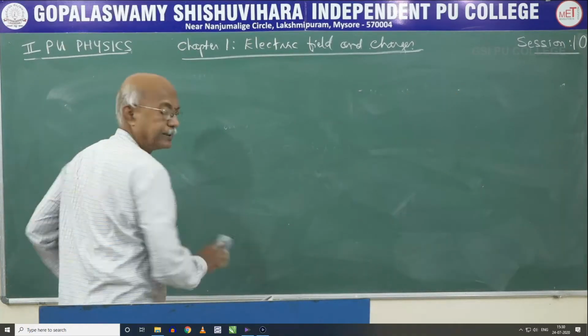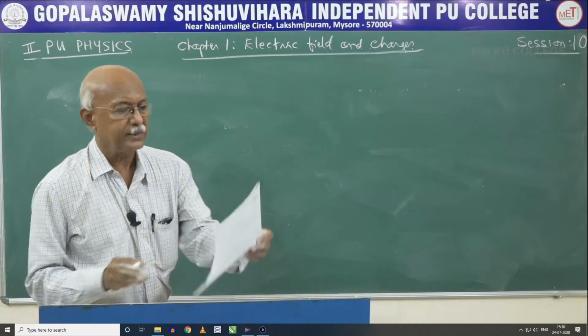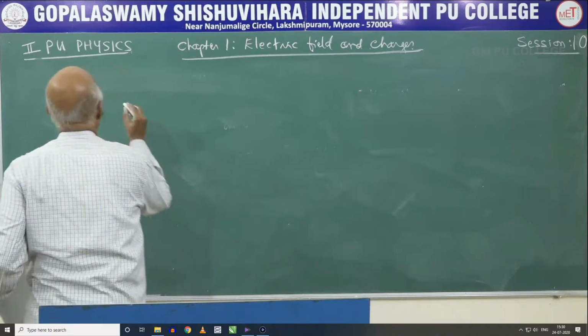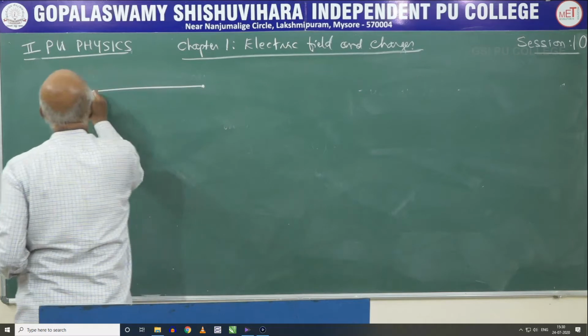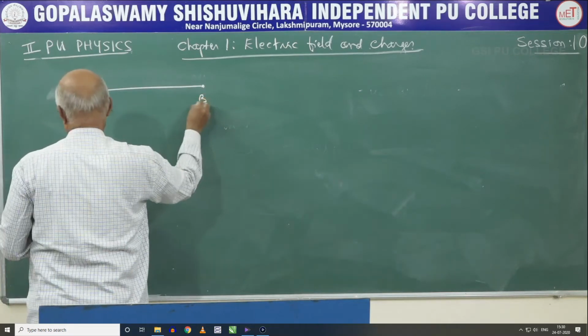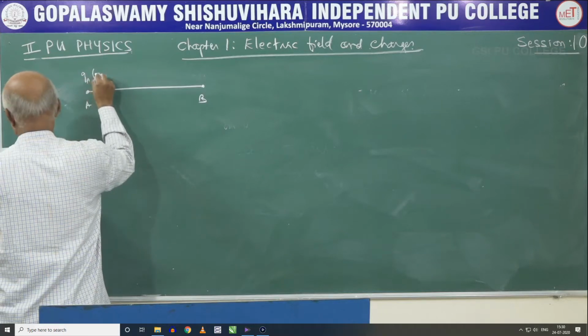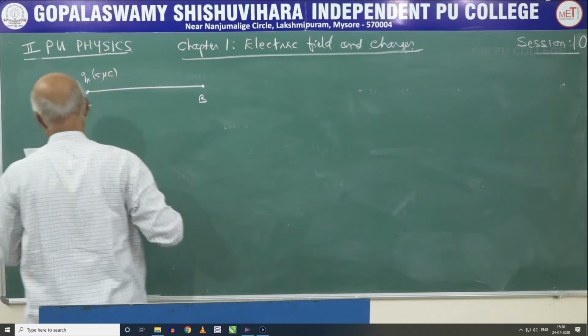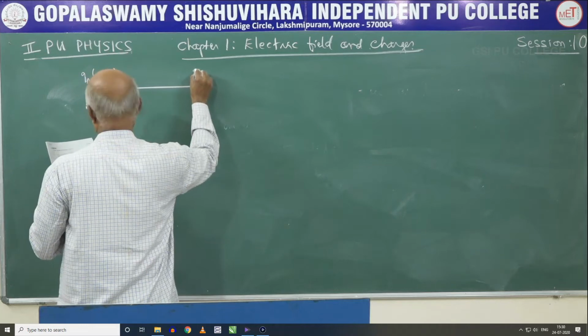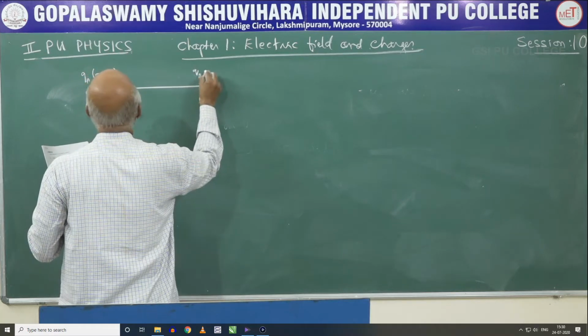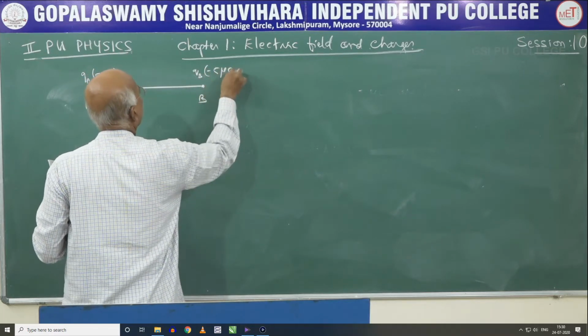As far as the first part is concerned, it says that 2 point charges are available at the points A and B. At the point A we have Q of A, equal to 5 microcoulomb, and Q of B, whose value is equal to minus 5 microcoulomb.